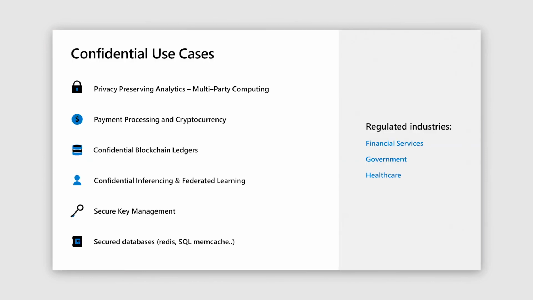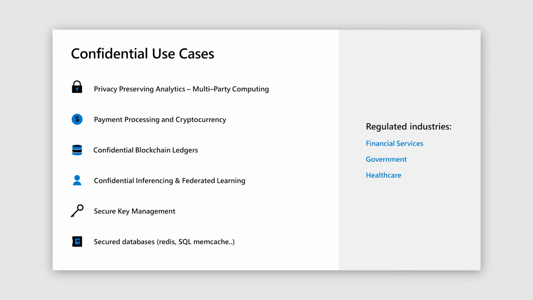In addition to this particular use case, I also want to talk about other use cases that we've seen in the wild. For example, we've seen customers leveraging privacy-preserving analytics, such as for multi-party data sharing and computation. Payment processing and cryptocurrency is another common use case. Blockchain is a common use case. Another use case that we've seen really resonate with customers is machine learning, for inferencing and training. Similarly, for key management or secure databases.